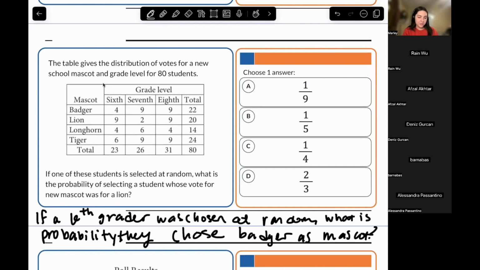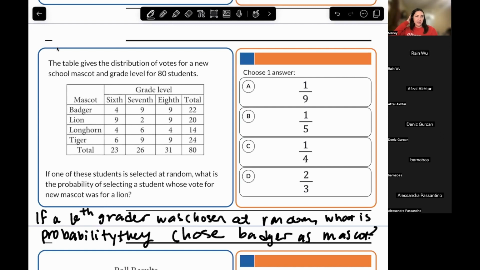All right, we're getting a bunch of answers in the chat. Let's start with the first question, which is the one that's actually printed on the slide. If one of the students is selected at random, what is the probability of selecting a student whose vote for new mascot was for a lion?